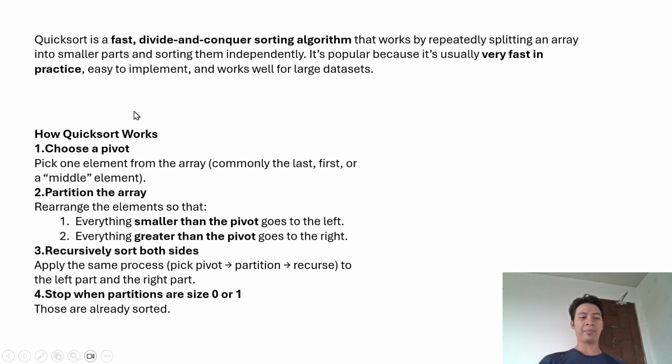How Quicksort works. First, choose a pivot. Pick one element from the array, commonly the last, first, or a middle element. Next is to partition the array. Rearrange the elements so that everything smaller than the pivot goes to the left, and everything greater than the pivot goes to the right. And next is to recursively sort both sides. Apply the same process: pick a pivot, partition, then recurse on the left part and the right part. The last step is to stop when partitions are of size 0 or 1.